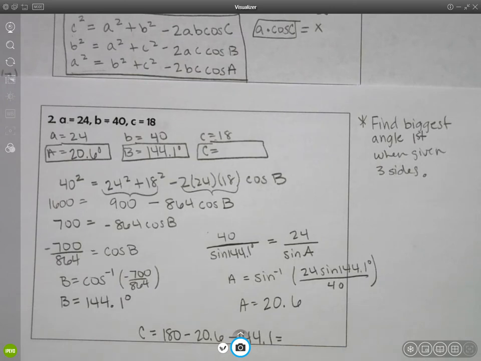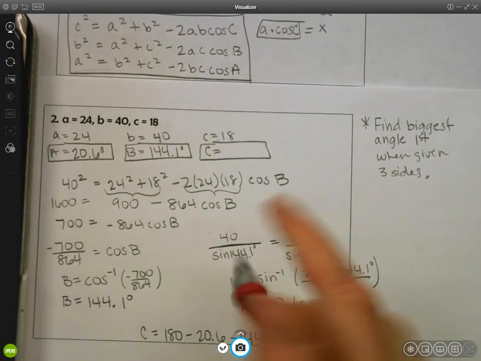My fingers are not cooperating. And obviously, hold on. Okay, much better. You get 15.3.